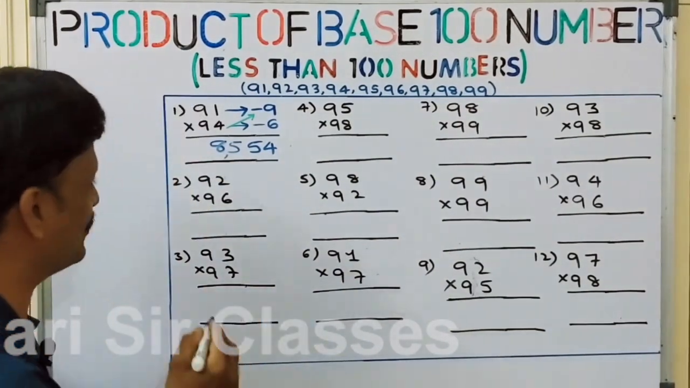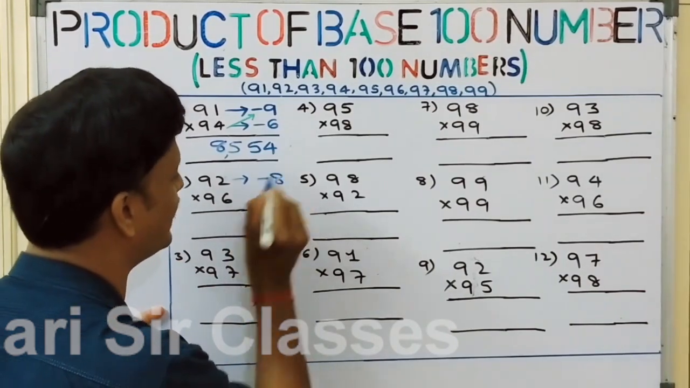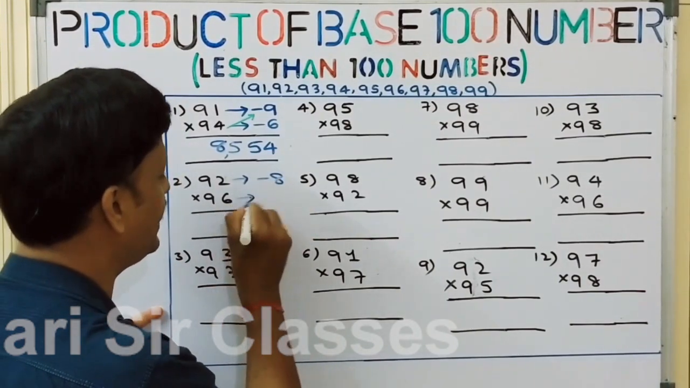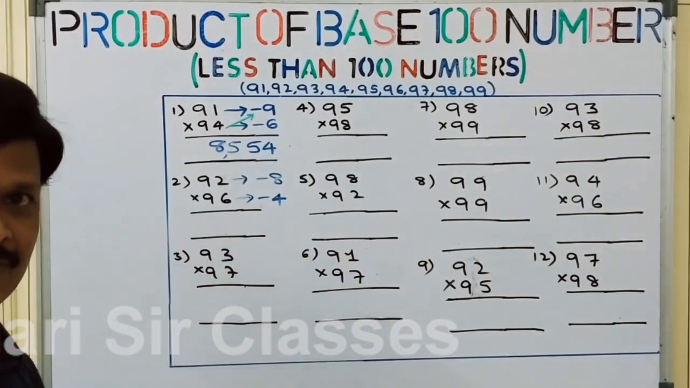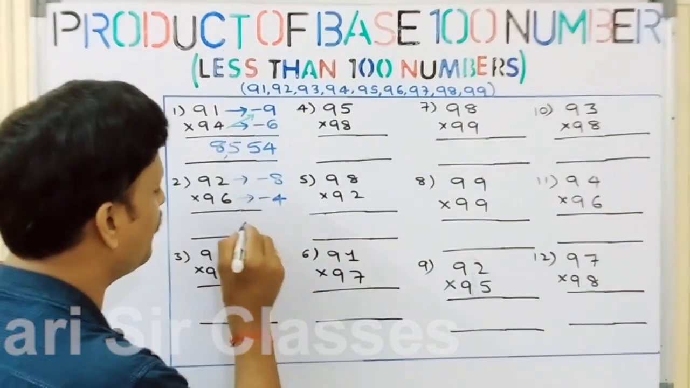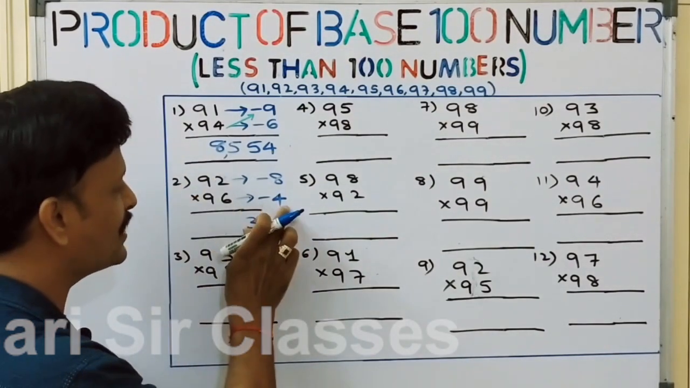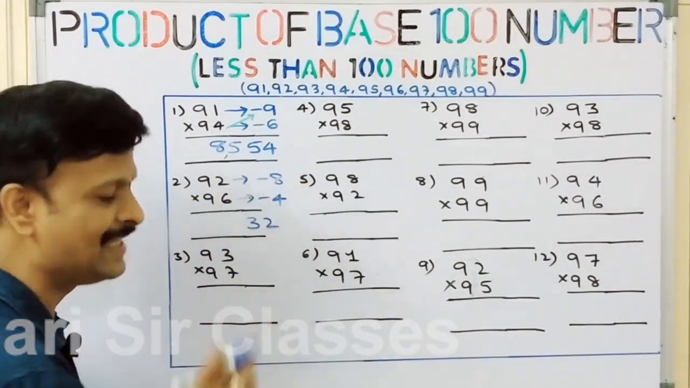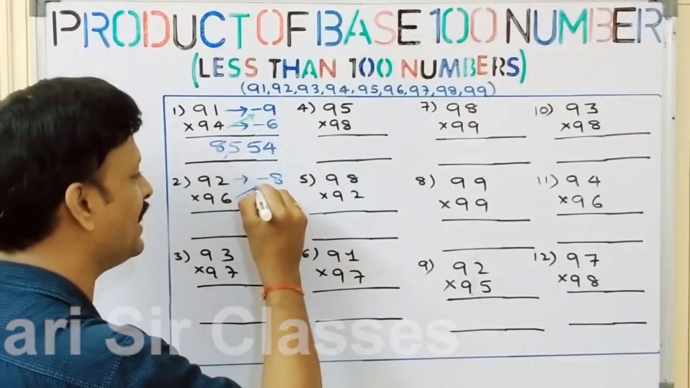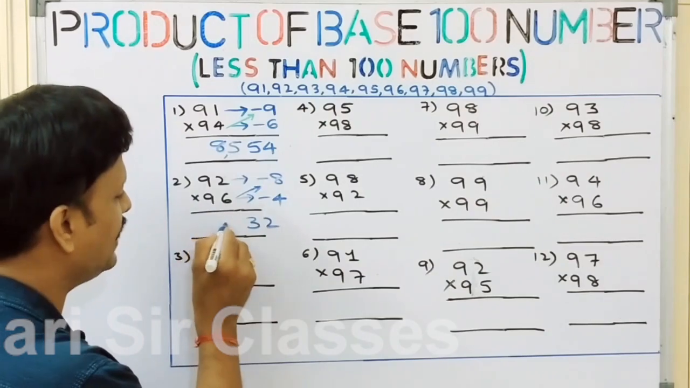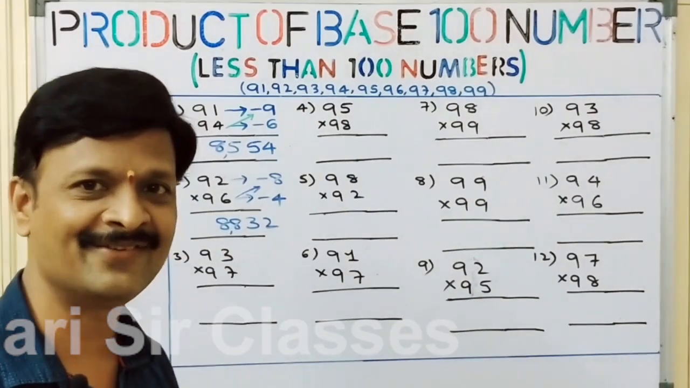Next, coming to the next question. Let's see this one also. 92 is 8 less than 100. Write down. 96 is 4 less than 100, that is minus 4. Let's multiply 8 and 4. That is 8 4s are 32. And 92 minus 4 is 88, or 96 minus 8. Anything is okay. So I am taking 96 minus 8. 96 minus 8 is 88. That is, 8832 is your answer.